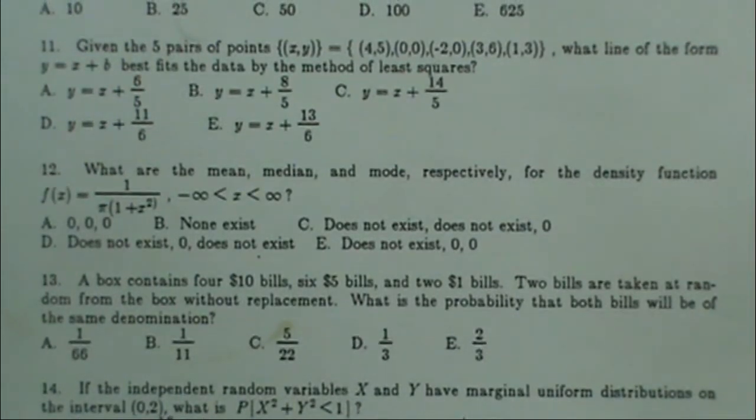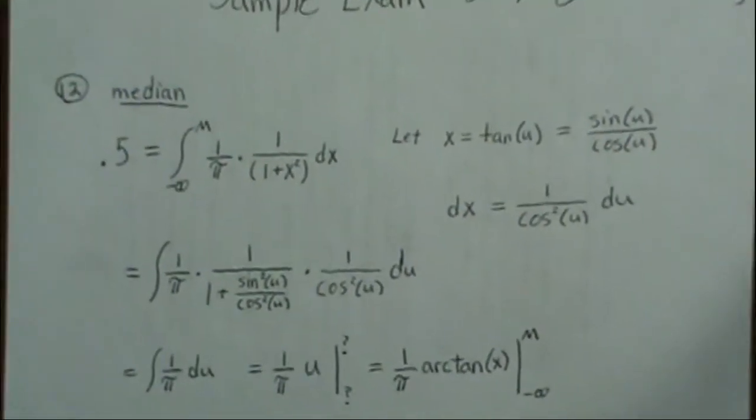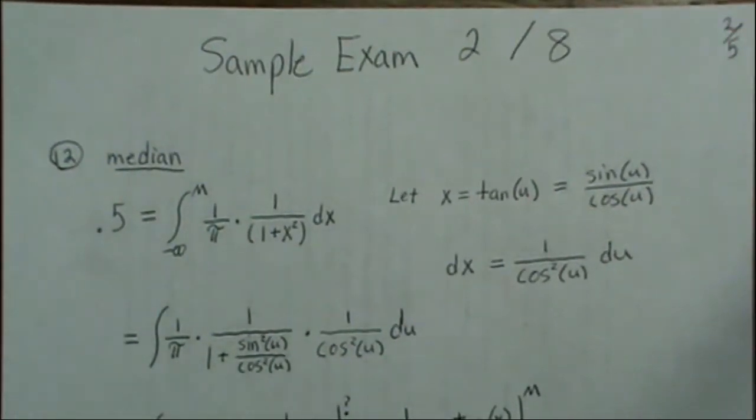Problem 12. What are the mean, median, and mode, respectively, for the density function f of x equal to? So here, number 12 is one of those problems that we're asked to find the mean, median, and mode of a certain distribution. And on test day, it's really best that you recognize that it's a standard Cauchy distribution, where you just instantly know that the mode is 0, the median is 0, and the mean doesn't exist. But we're going to derive them from first principles just for fun.